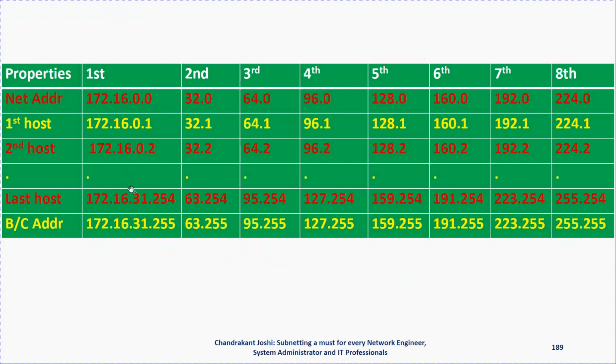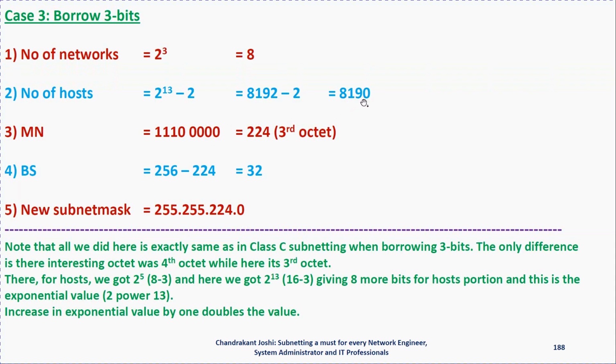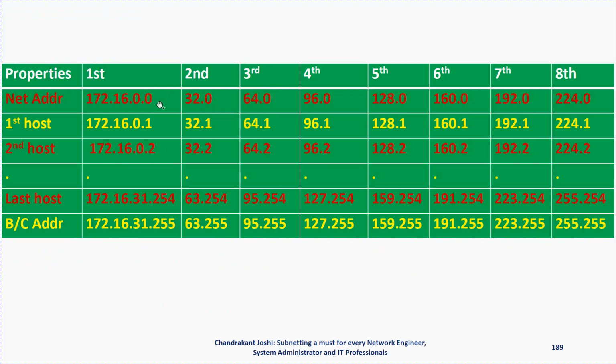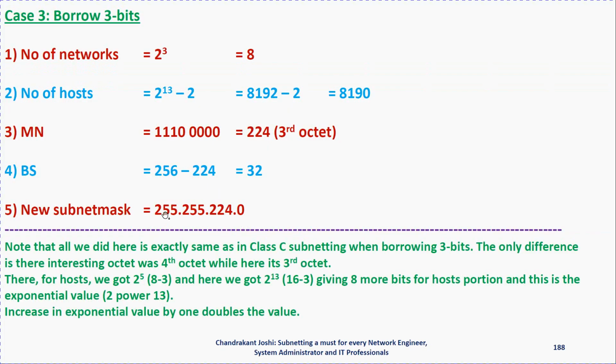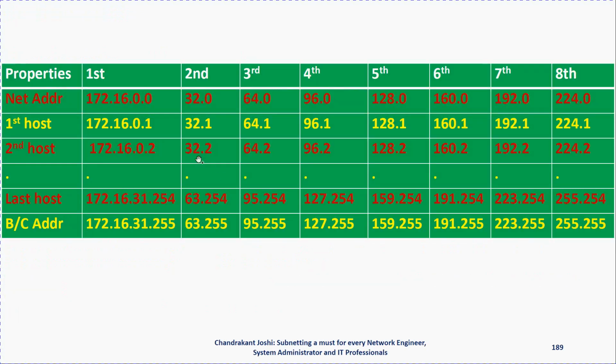Now if we count them manually, the hosts will come to 8190. Now we are in the third octet, block size is 32, and the new subnet mask for each of these networks will be 255.255.224.0. So each of these subnets will have the same subnet mask.